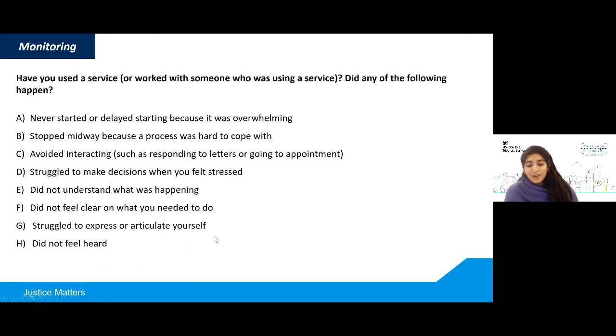So on the topic of measurements, I wanted to share with you a snippet of the self-assessment tool, or the self-assessment guide, rather. And this is looking specifically at the barrier of emotional and mental resources. So just take a moment to reflect on this yourself. Have you ever used a service or maybe worked with someone who is using a service where any of the following things happened?